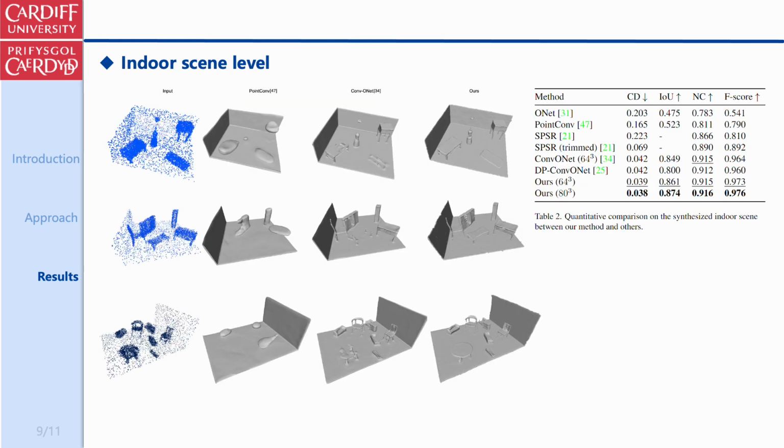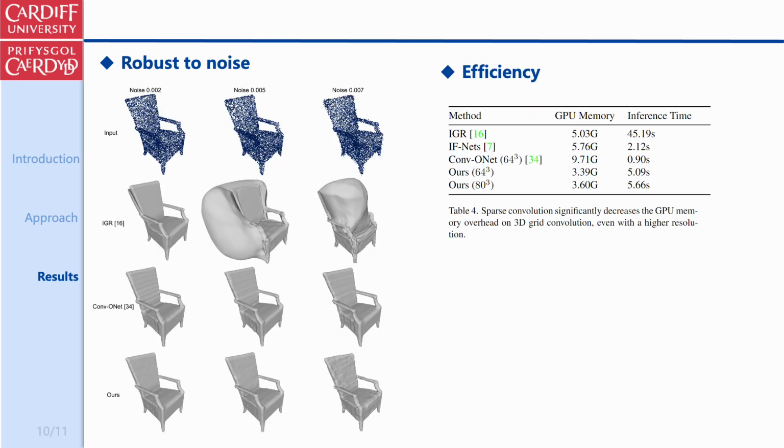Next is about the indoor scene level. We also use our method to reconstruct indoor point clouds, which also got good results. We also test our model's capability of handling noise. As you can see, we test different levels of noise, and our method still got better results than others.